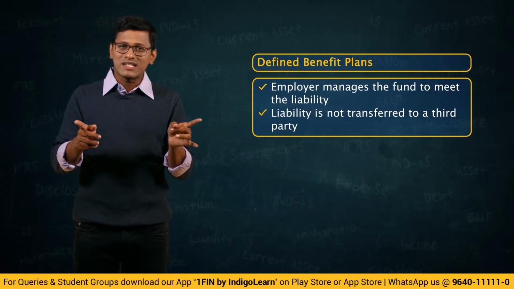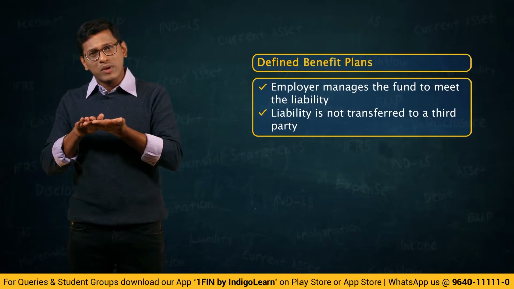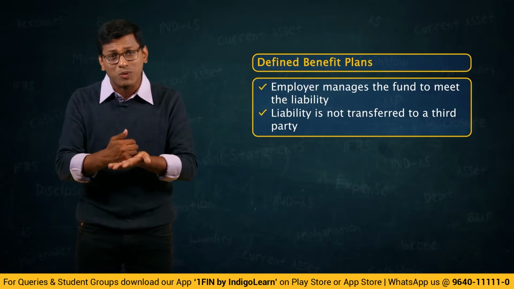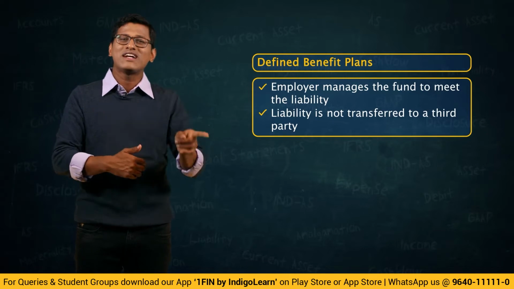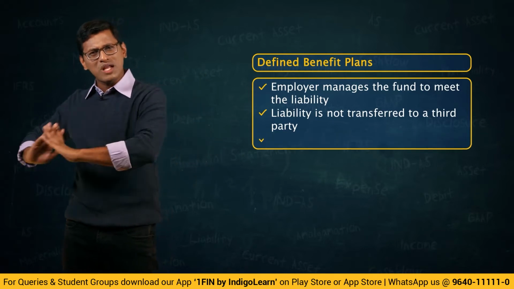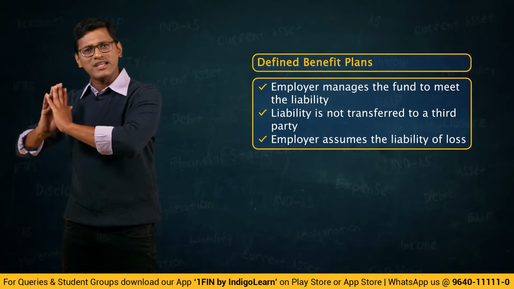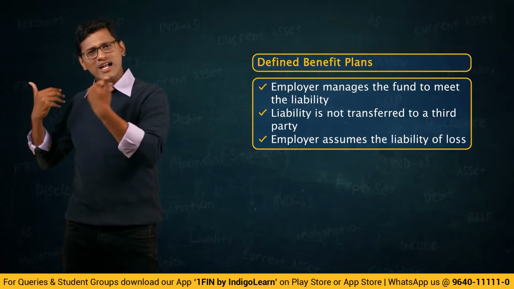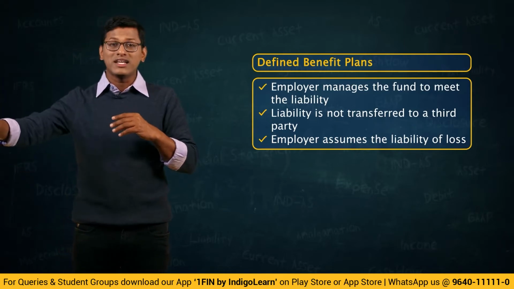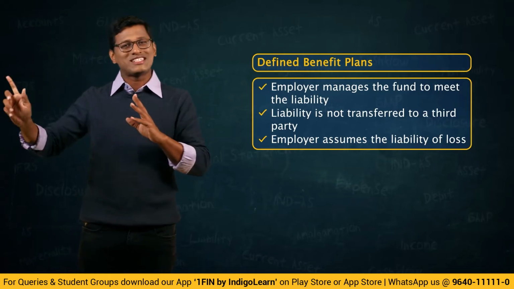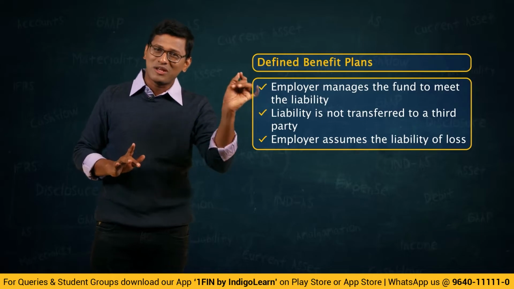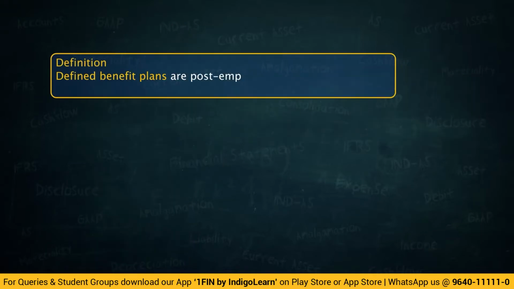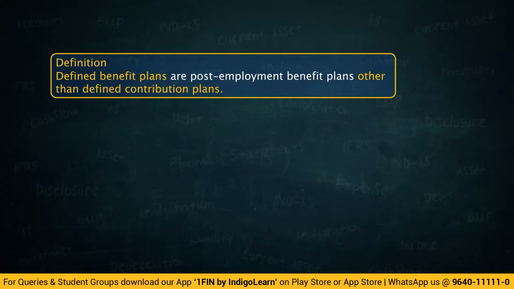The only difference is, after making the premium payment, is the employer still responsible? If the employer is still responsible, meaning the risk is still with the employer, we call it a defined benefit plan. But once the premium is paid to some third party, the risk is not on the employer, ultimately settlement will be done by the third party. In such a case, you will call it a defined contribution plan. Alright. So now let us look at the definition of defined benefit plan. Defined benefit plans are post-employment benefit plans other than defined contribution plans.